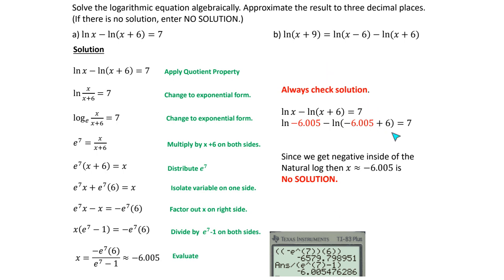Okay, so once you get a solution, what we think is a solution, we need to check our work to make sure that it is a solution. And so if I put here in place of x, we said that x is approximately negative 6.005. So if I plug that in for x, the natural log of a negative 6.005, we cannot have the log of a negative number. Because of that, we say that there's no solution. Okay.